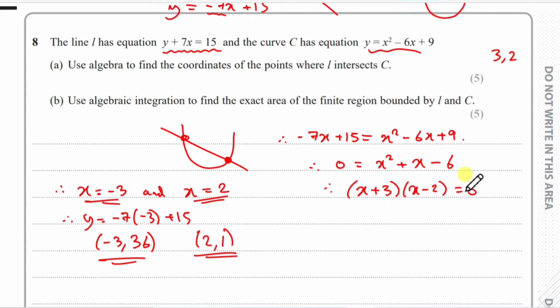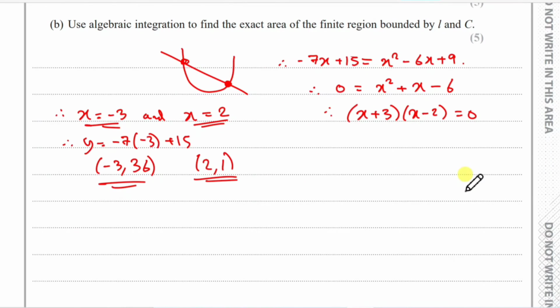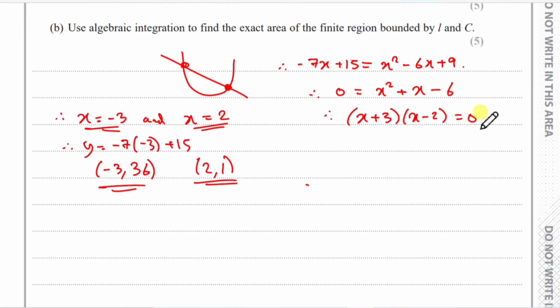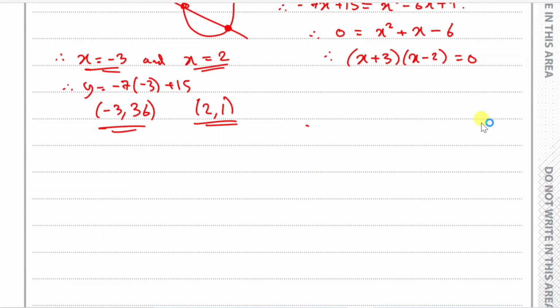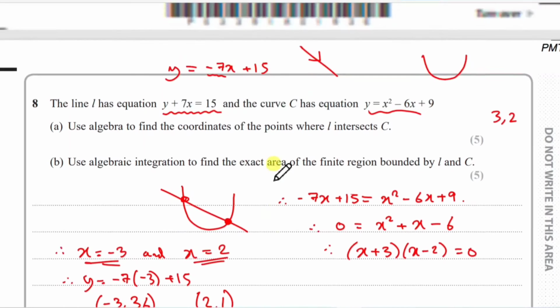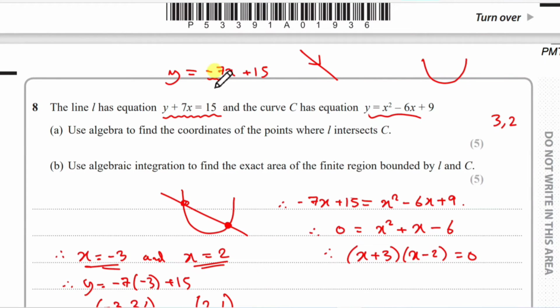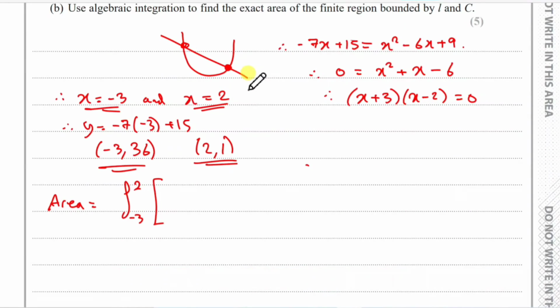Now, as for part B, looks like it's a bit different. Use algebraic integration, so we're talking about doing proper integration now, like opposite differentiation, to find the exact area of the finite region bounded by L and C. So it's actually quite easy. All you do is set up your integral. So you say area equals integral, and our limits are basically between our x coordinates. So between minus 3 and positive 2. So what we do here, we have the line equation, which is equal to y. So it will be minus 7x plus 15.